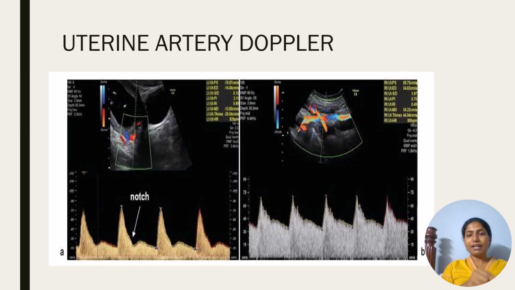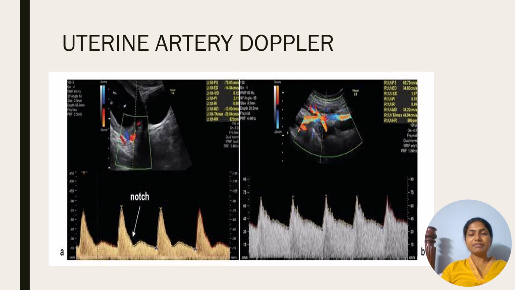So that time we have to take 2/3 and 1/3. Usually parallel to the inguinal region, we have to place the probe. The probe should be facing the umbilicus, and 2/3 and 1/3 of the inguinal canal we have to place. Then we can identify the pulsatile uterine artery, do the measurement, and see whether it has a diastolic notch or not.